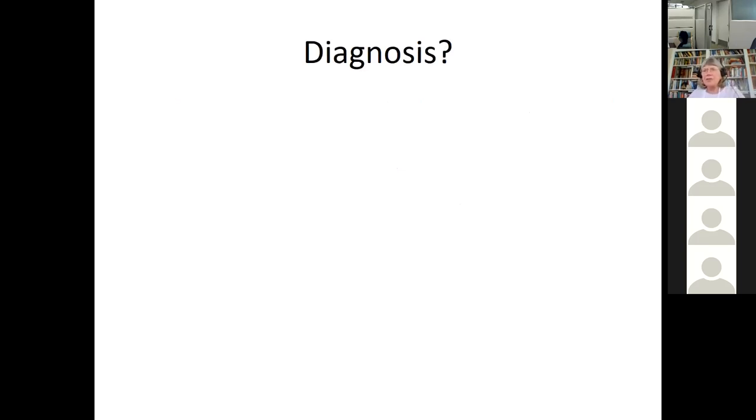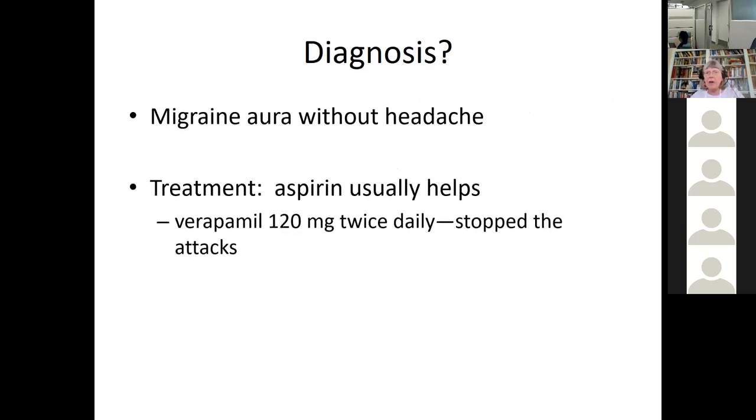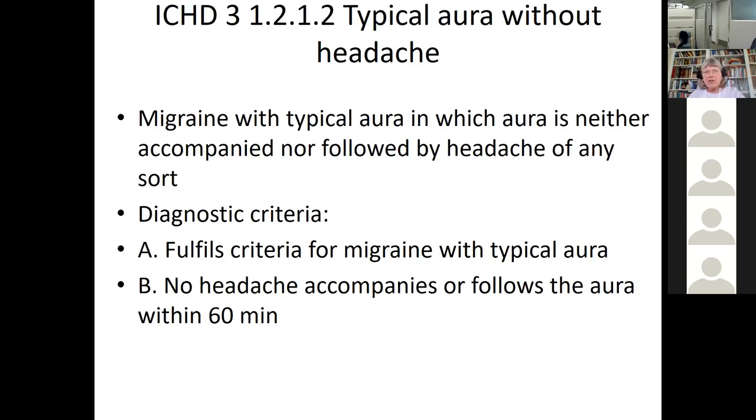So the diagnosis on this one is, again, migraine aura without headache. And we put him on aspirin and verapamil, and that combination usually stops the attacks, and that really worked well for him. So typical aura without headache is a typical aura, not followed by a headache. Sometimes it's a teeny weeny headache, but not a major headache. And it has to fulfill the criteria for migraine with typical aura and no headache following the aura.